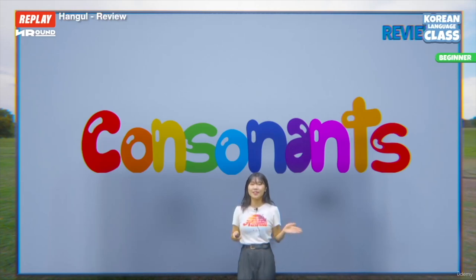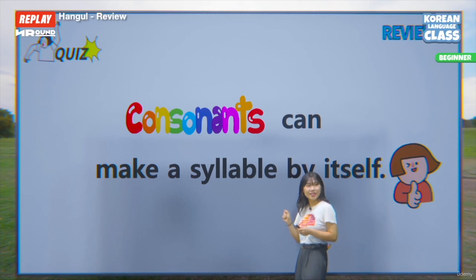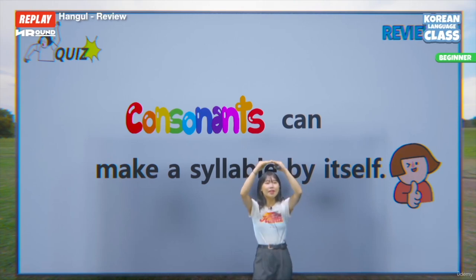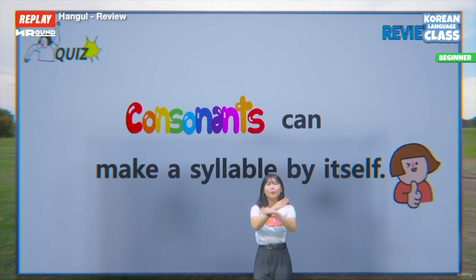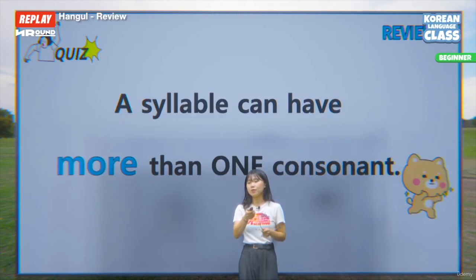So the next is consonants. So we are okay with the vowels. And the consonants, we had another quiz. Consonants can make a syllable by itself. Yes, no. The answer is no. Every syllable needs one vowel, so only one consonant cannot make a syllable by itself. So we always need a vowel.